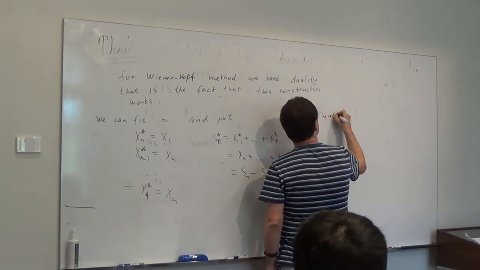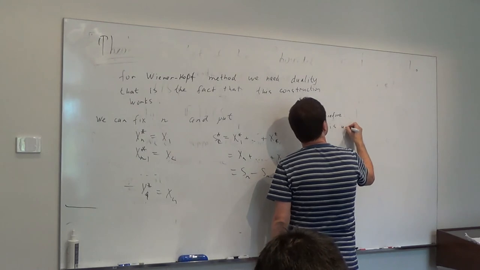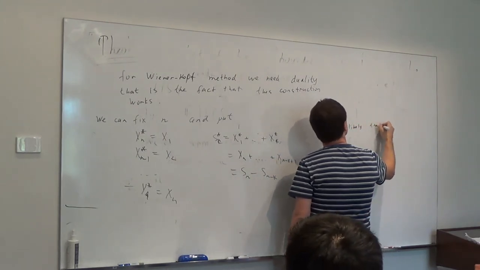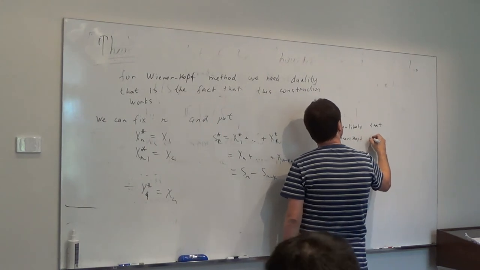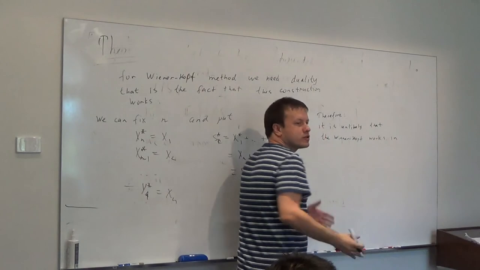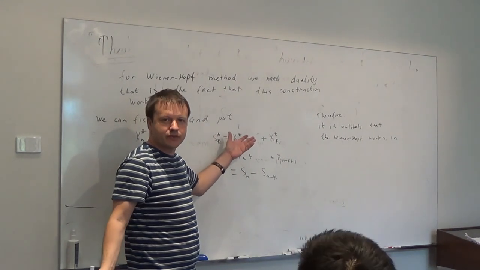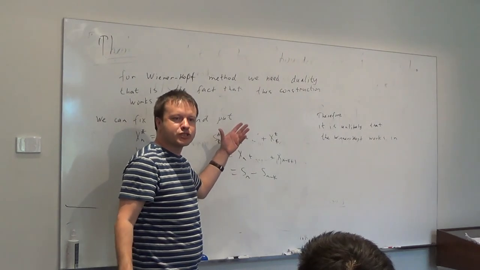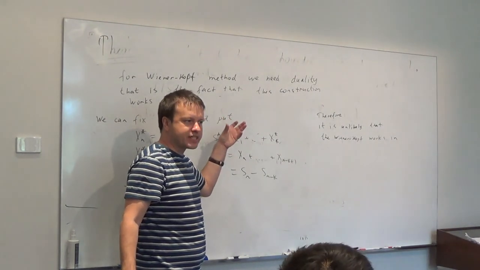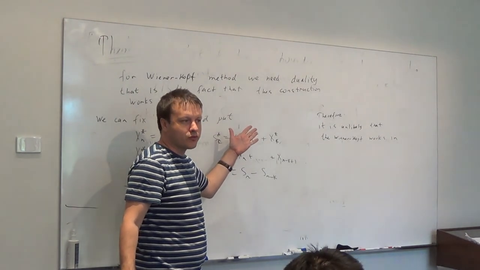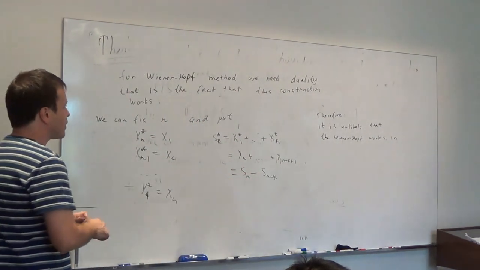Therefore, it is unlikely that the Wiener-Hopf factorization works in general, so you can have several situations. For example, if you have a different distribution of xk, then it is unlikely for the Wiener-Hopf to work. Or if you have a more complicated domain, like a multidimensional random walk on a more complicated domain, then again it is unlikely that the Wiener-Hopf factorization is going to work in general. You can get some sort of Wiener-Hopf, but it will be more complicated.